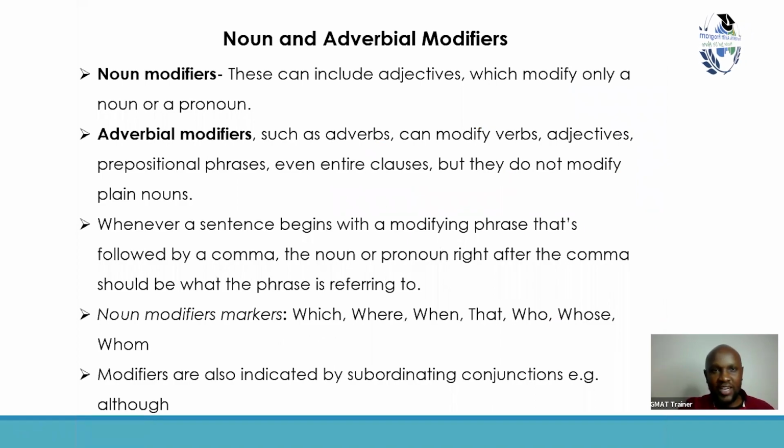So we are going to look at noun and adverbial modifiers to a greater extent. A main point to note here is that noun modifiers can include adjectives, which modify only a noun or a pronoun. We said modifiers could be adjectives, they could be dependent clauses. In this case, adjectives also qualify as noun modifiers, because if you're describing a thing, say the big dog jumped over the fence, the word big is an adjective that is describing the dog. So that would be a noun modifier essentially.